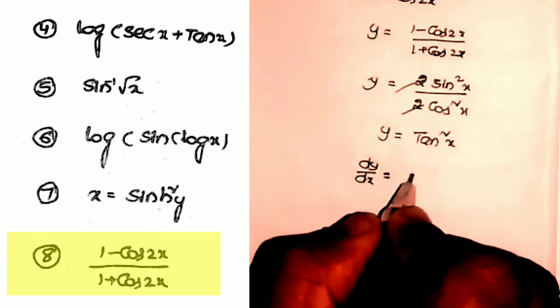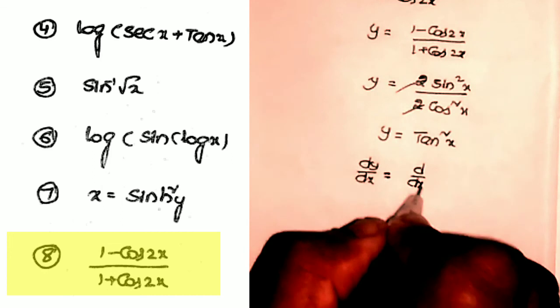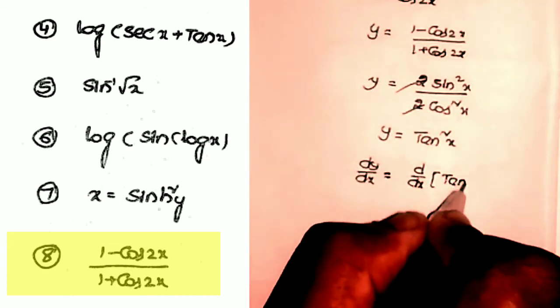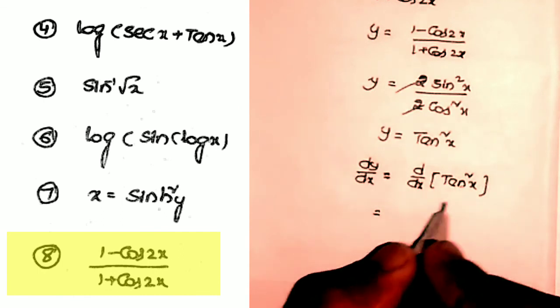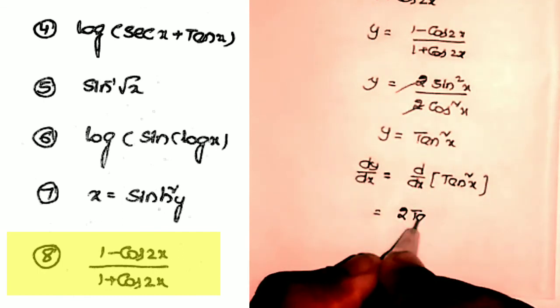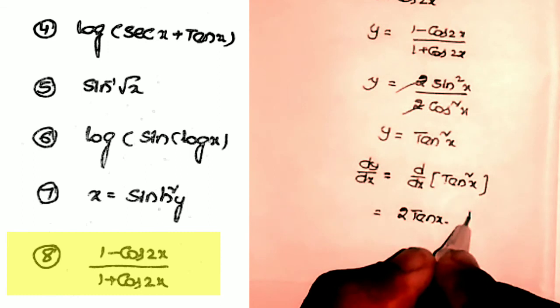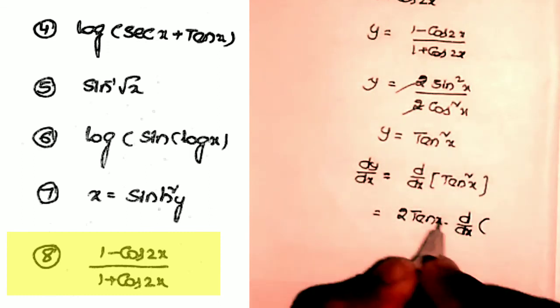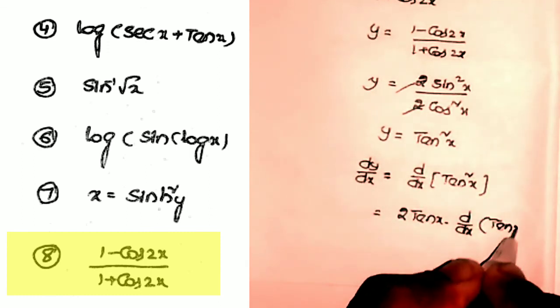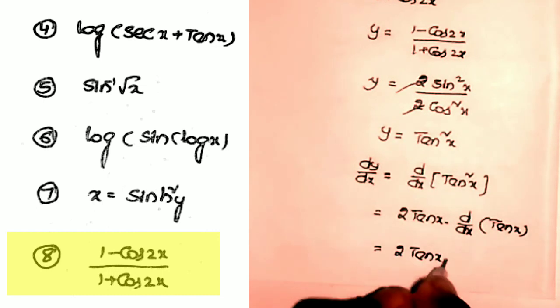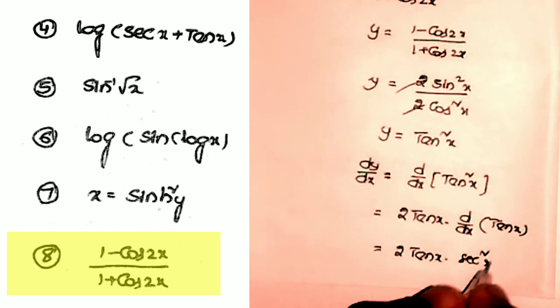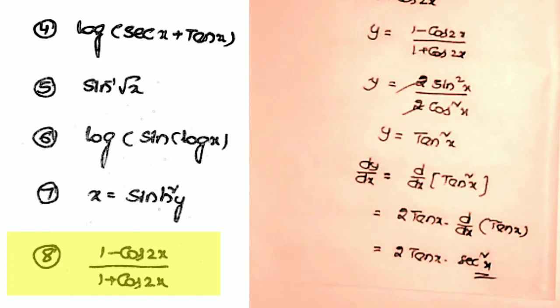Okay, so dy/dx is equal to d by dx of tan square x. Taking the derivative, this is x square form. What is x square derivative? 2x. Again what is x here? X is equal to tan x, that is d by dx of tan x. So the answer is equal to 2 tan x into again the tan x derivative, secant square x. That's all. This is the answer.